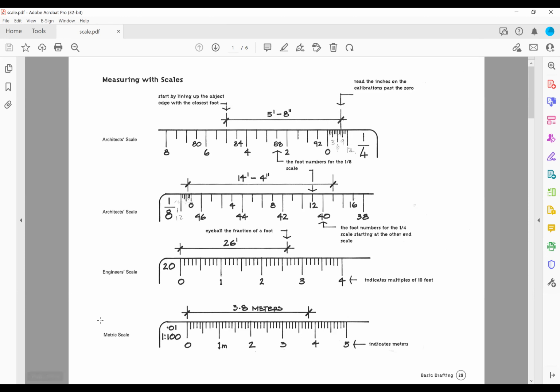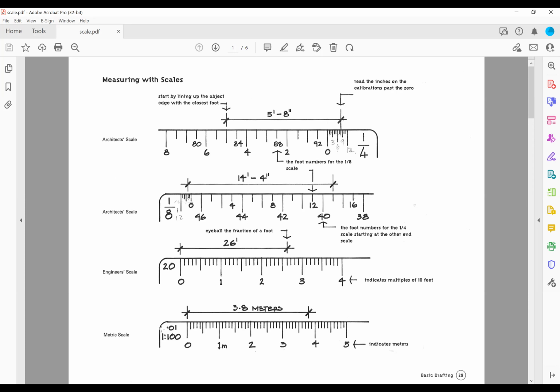So right here where we say the metric scale, this is what you will be using. In terms of the metric scale, you can see there's 1 to 100. And if you flip through that actual triangle, the white ruler, you'll see that there's 1 to 200, 1 to 300, 1 to 250, 1 to 400, and 1 to 500. Okay, so that's what's known as using the metric common scale.